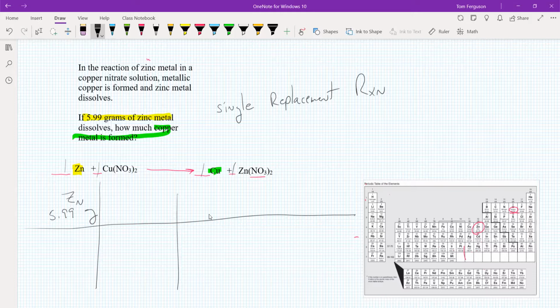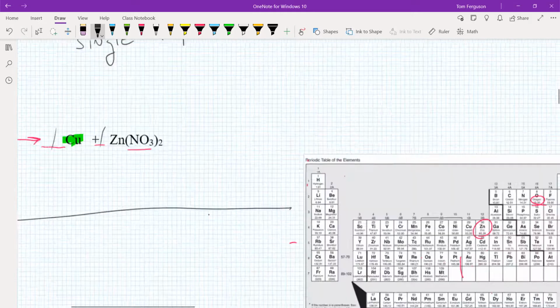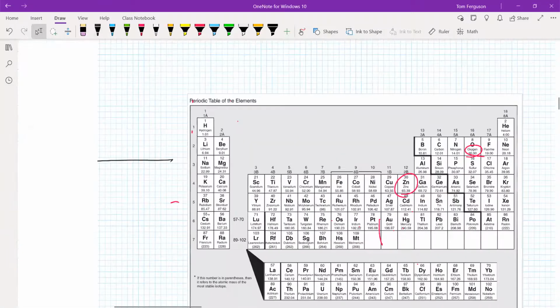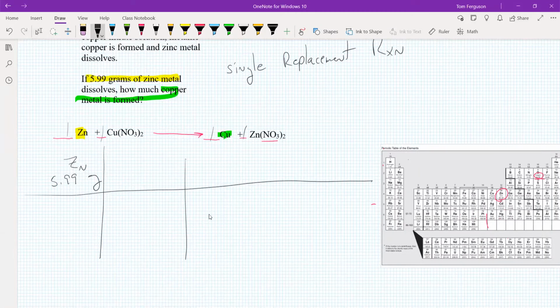If it's in grams, we just use the molar mass for zinc. So here's zinc, and zinc is 65.39. Notice grams have got to be in the bottom because it needs to cancel. So this is the molar mass of the given, whatever it is. Get that from the periodic table.